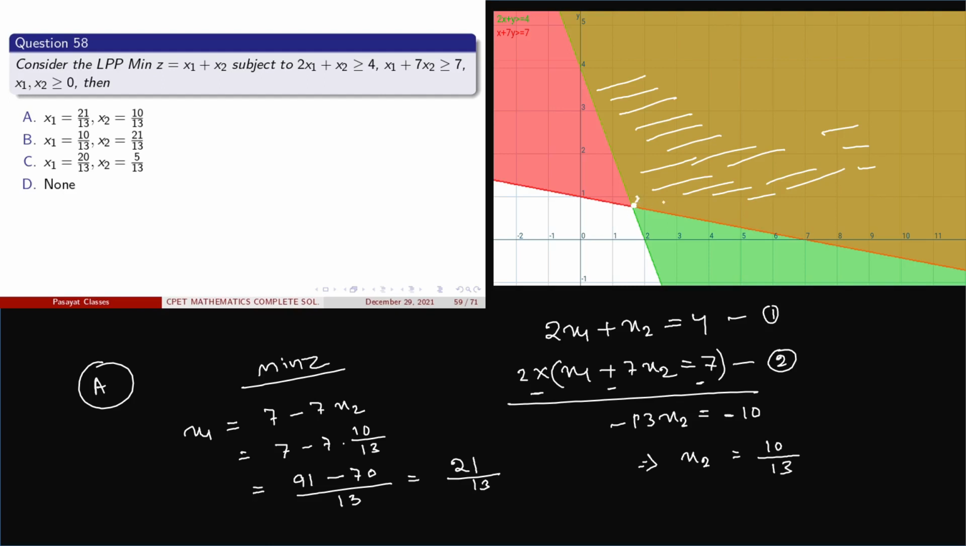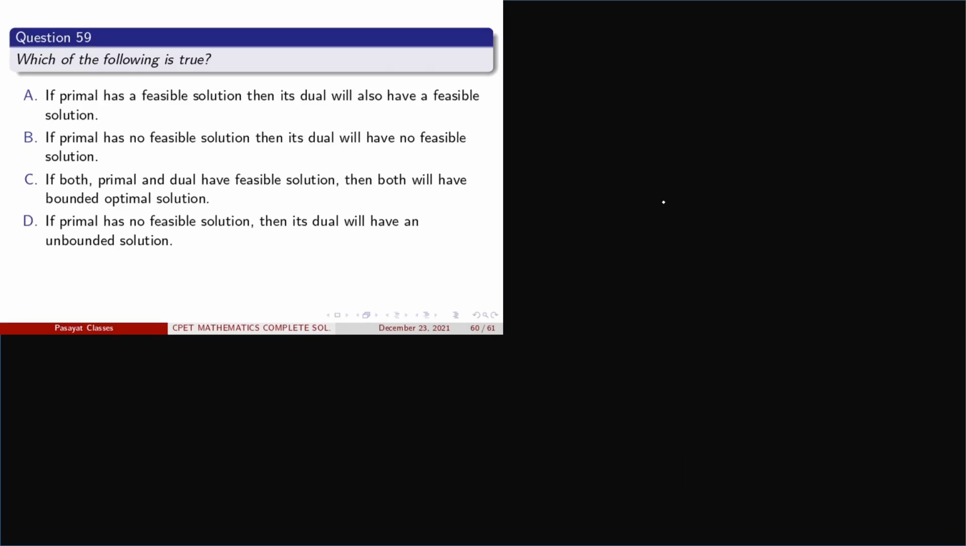Now come to another question. Which of the following is true? Option A says that if primal has a feasible solution, then its dual will also have a feasible solution. No. If primal has no feasible solution, then its dual will have no feasible solution. This one is wrong. If both primal and dual have feasible solutions, then both will have bounded optimal solutions. No. Last one: if primal has no feasible solution, then its dual will have an unbounded solution. This one is the correct answer. So here option D is correct.